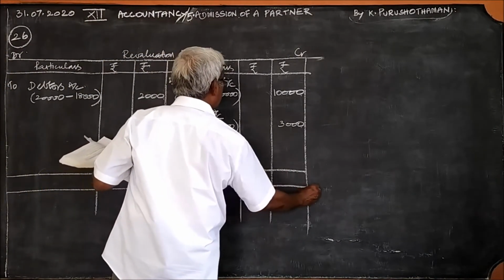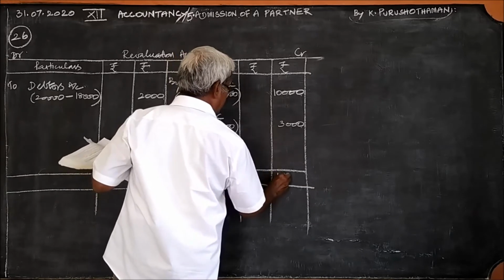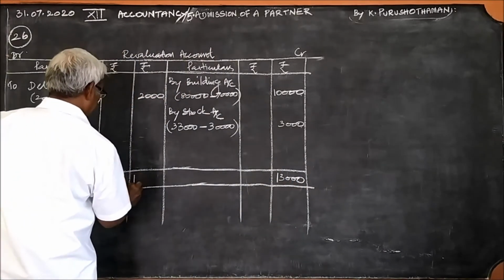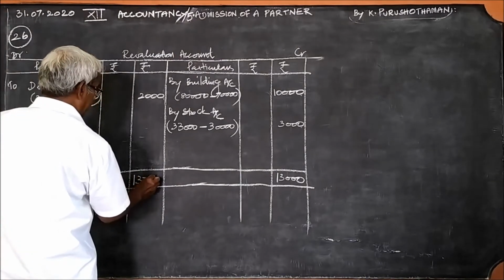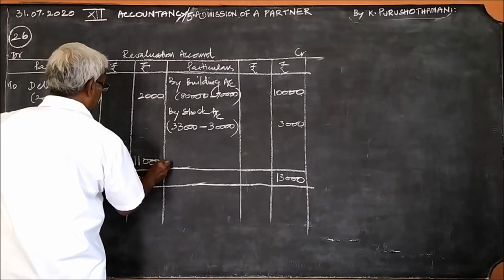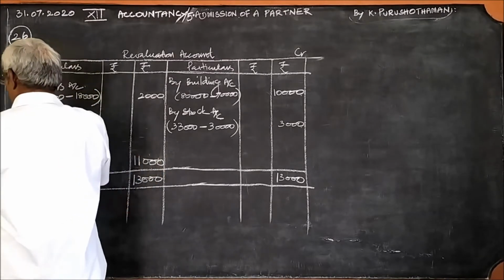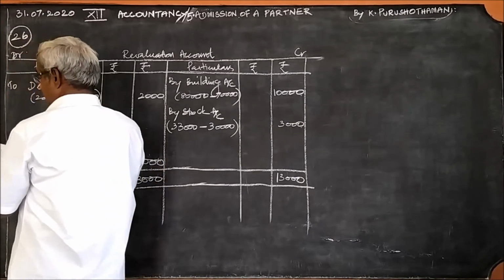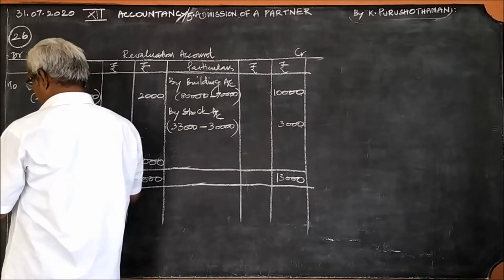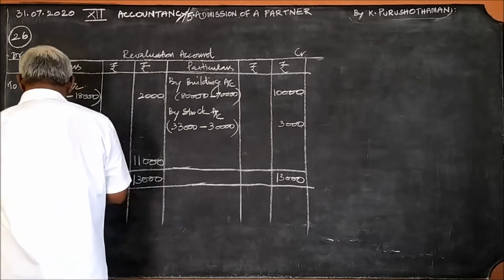Close it now. This is 13,000. This side only 2,000. Greater total is 13,000. And the balancing figure is 11,000. This 11,000 should be divided among the partners in the ratio. They share profits and losses equally. It is the direction given.